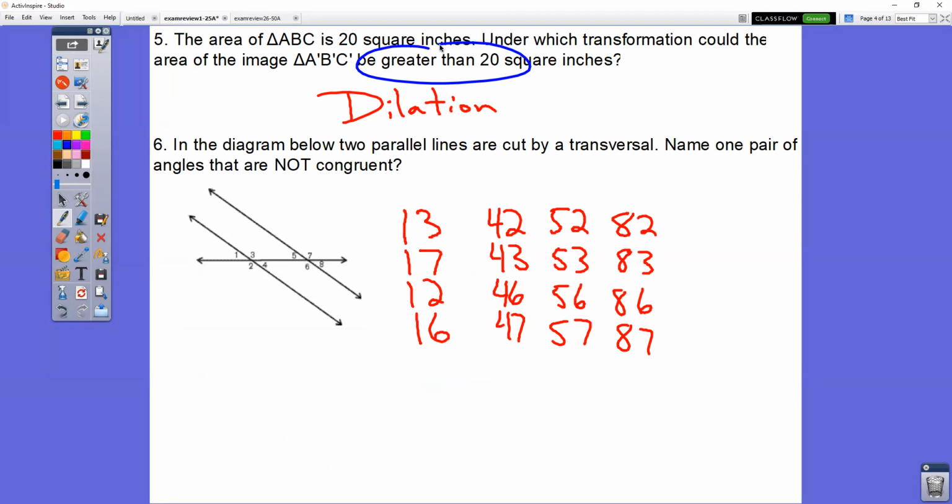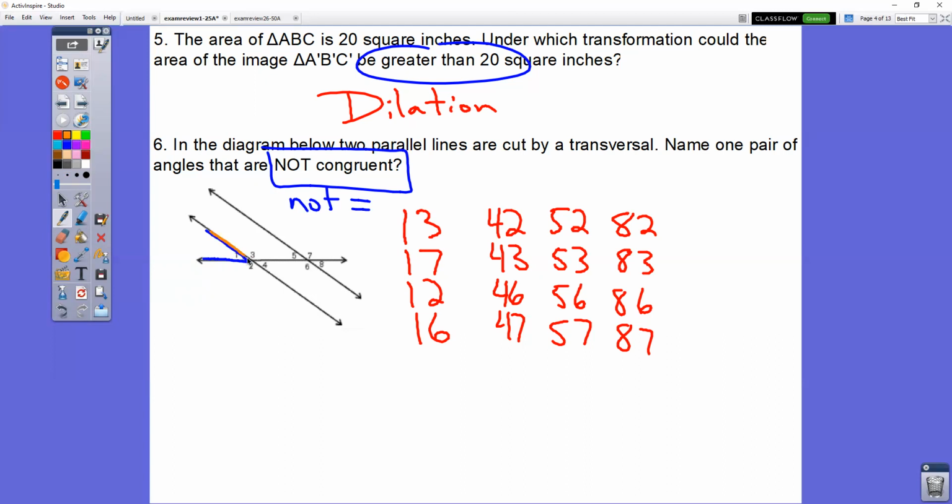In the diagram below, 2 parallel lines are cut by a transversal. Name one pair of angles that are not congruent. Not congruent means not equal to. You want 2 angles that are not the same size. If we take a look at angle 1 is a small little acute angle. We want to find an angle that is not that same size.